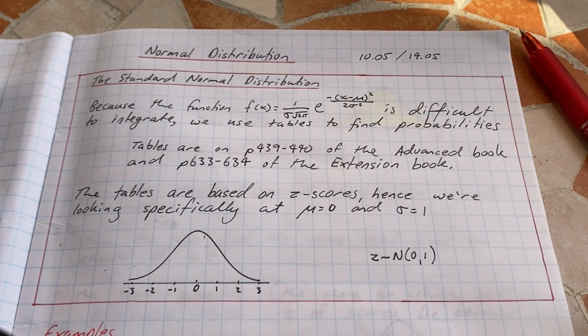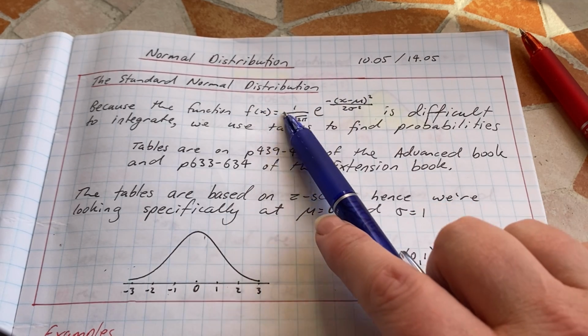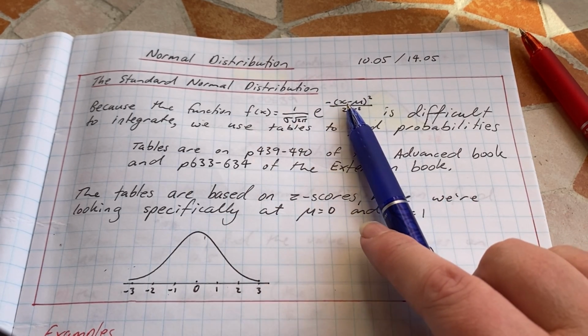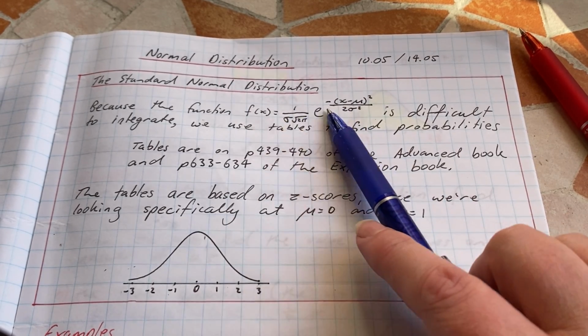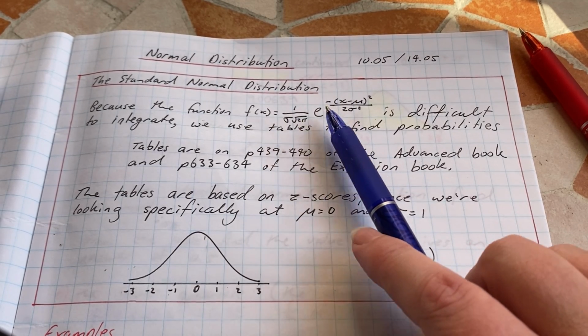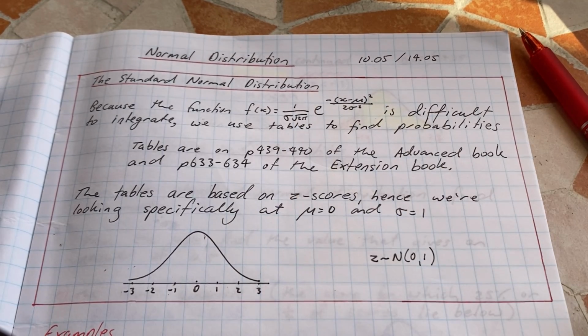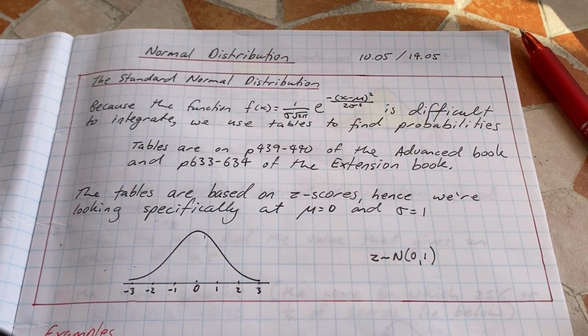Okay, so we're looking at the normal distribution here. Now this function that I've talked about that gives you the normal distribution, that's very difficult to integrate to find the area under the curve. Even people studying maths at university would have a lot of trouble integrating that function. So we do tend to use tables to find probabilities. Your calculator can also actually find these probabilities as well.